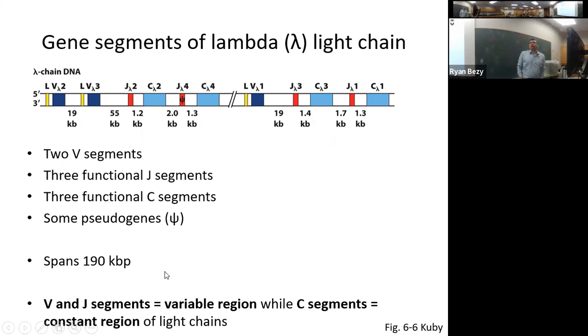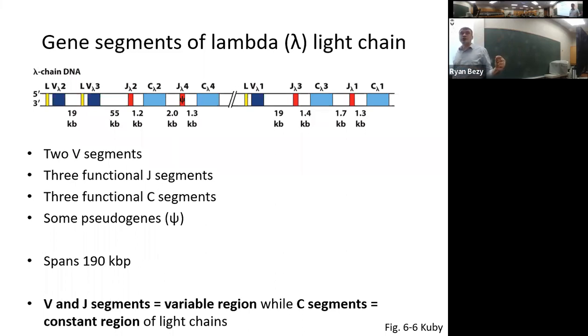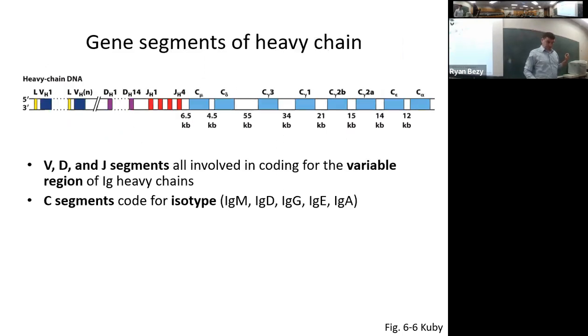Again, in both the light chains though, kappa or lambda, the V and J segments are going to come together to form the variable domain, the variable region, whereas the C segments are going to form the constant region of the light chains. And then heavy chain has V, D, and J segments. Again, all of those code for the variable region, the variable domain of the heavy chains, whereas the C segments code for isotype: IgM, IgD, here are the IgGs, IgE, and IgA.